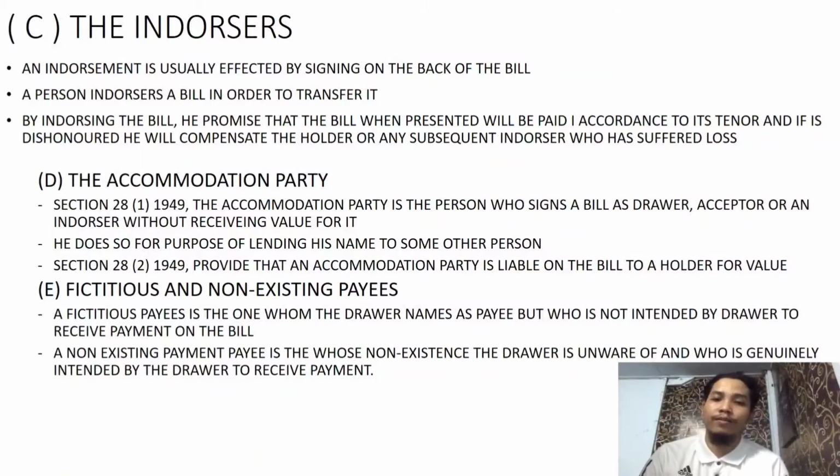Okay, the last one is fictitious and non-existing payees. A fictitious payee is one whom the drawer names as payee, but who is not intended by the drawer to receive payment on the bill. A non-existing payee is one whose non-existence the drawer is unaware of and who is genuinely intended by the drawer to receive payment.